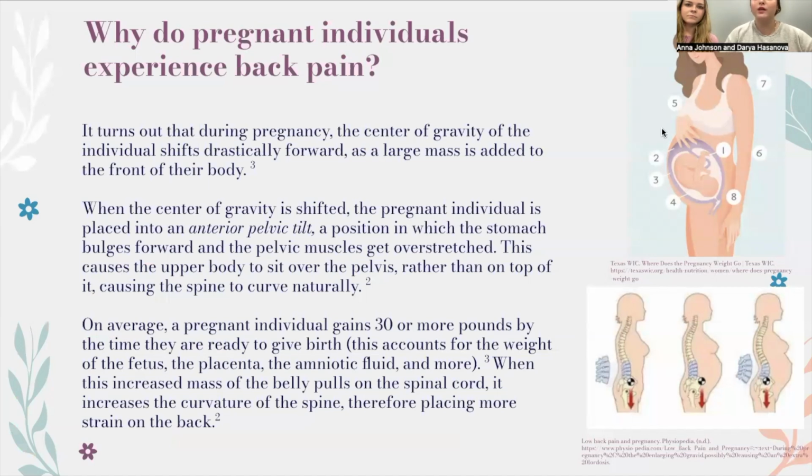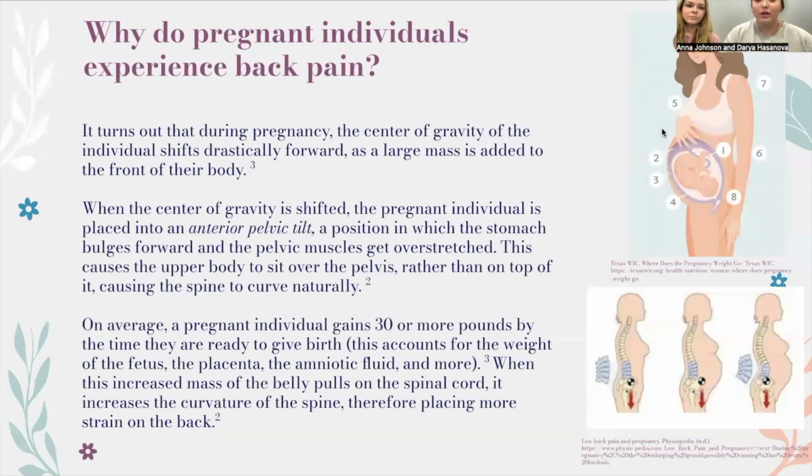So when it's shifted, the pregnant individual is placed into what is called an anterior pelvic tilt. And this is basically a position in which the stomach bulges forward and the pelvic muscles get overstretched. And what this does is this causes the upper body to sit over the pelvis rather than on top of the pelvis. And this causes the spine to curve.